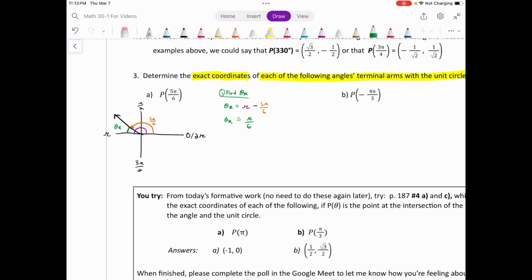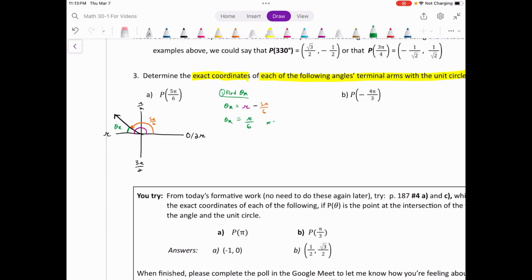So just like you have an alarm in your head for 30, 45, 60 as being special angles, don't forget 30 is just 1/6 of 180. It's just pi over 6, right? 60 is just 1/3 of 180. It's just pi over 3. And 45 is just 1/4 of 180. It's pi over 4, okay? So our reference angle is pi over 6.